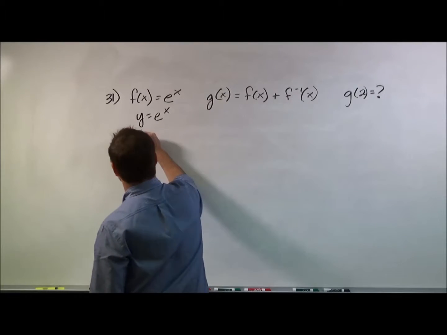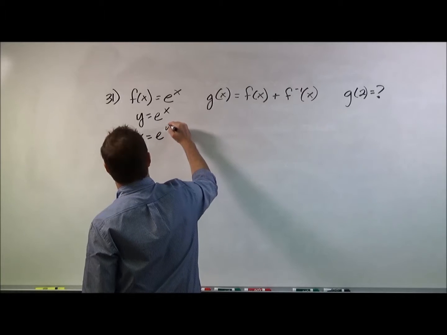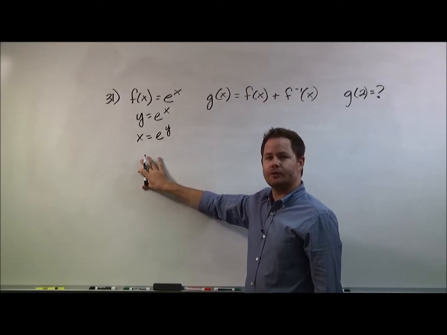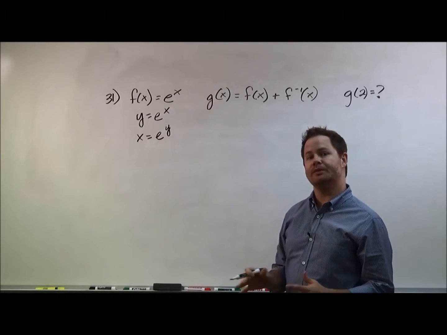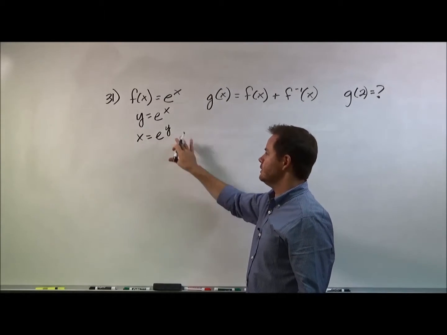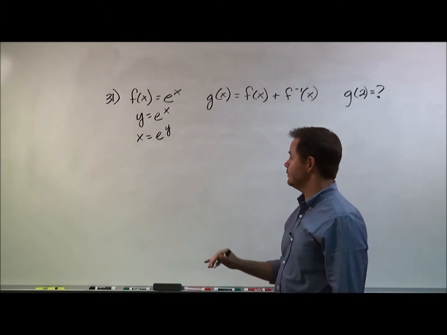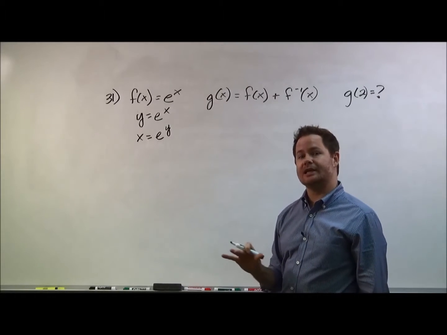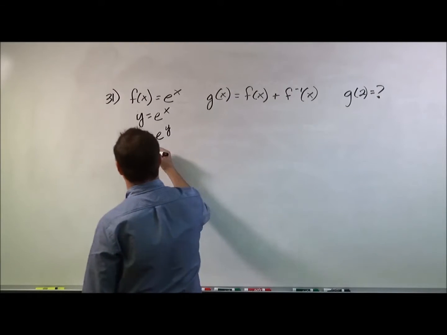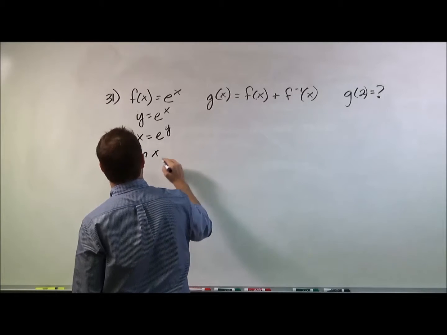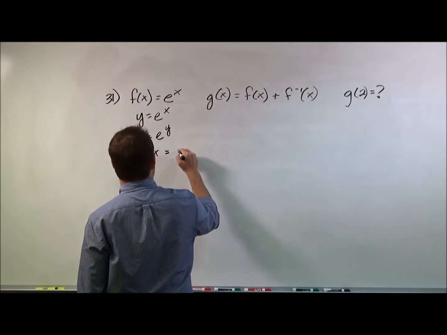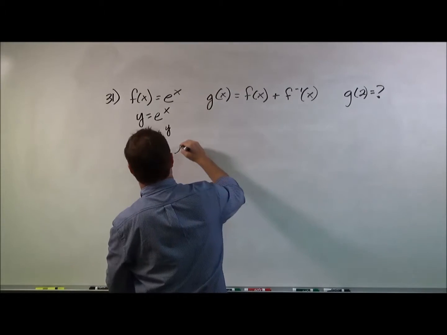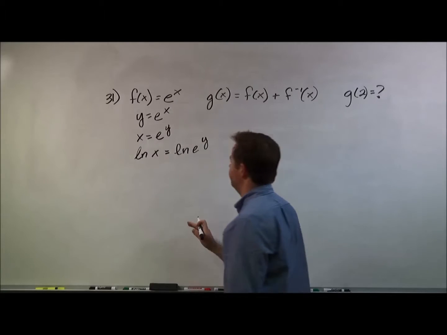So here, if we had x equals e to the y as the inverse, now if we try to solve for y, whatever we get as our result will be the inverse function. So we're trying to get y by itself. When you have a base of e, to get rid of that you're going to take the natural log of both sides. So this is going to be natural log of x equals natural log of e to the y.